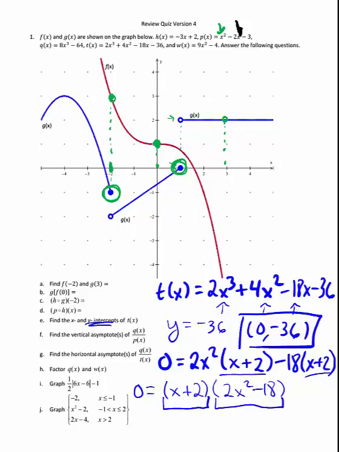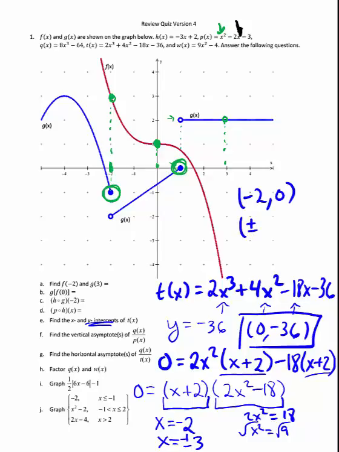When I set x plus 2 equal to 0, I get x equals negative 2. When I set 2x squared minus 18 equal to 0, I add over 18, so we have 2x squared equals 18. Divide by 2, you get x squared equals 9. Take the square root of both sides, and we get x equals plus or minus 3. So that means our x-intercepts are negative 2, 0, and plus or minus 3, 0.